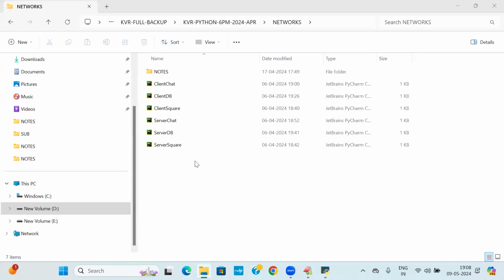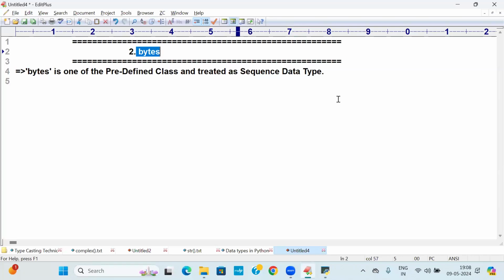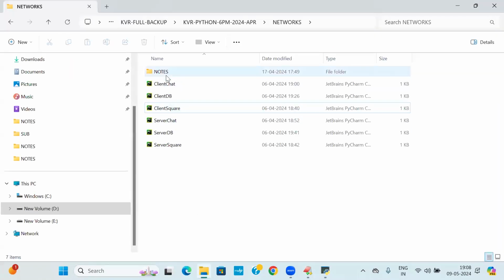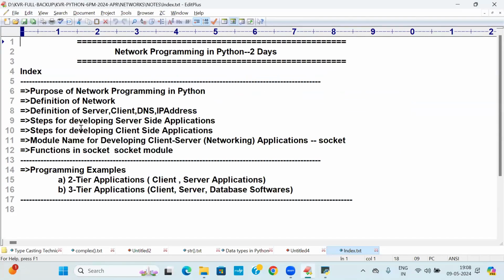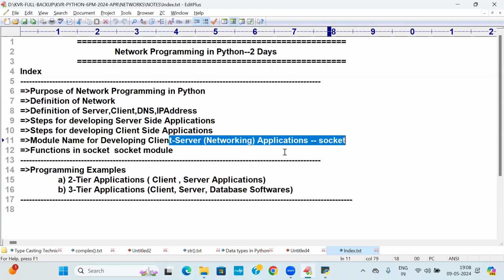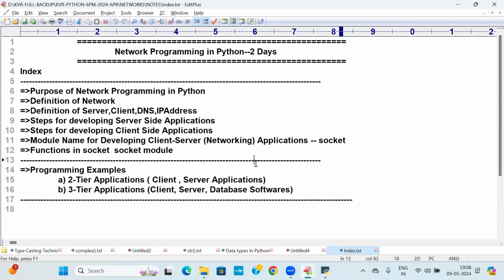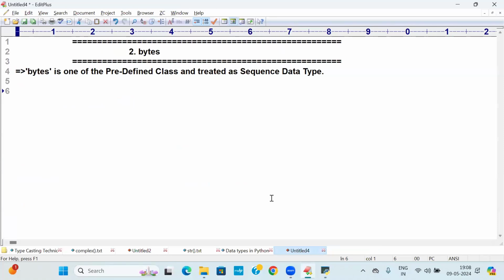Okay students, let me move further. Bytes, let me come to that. Serious now, serious on the topic. Now I'm going to bytes. In network programming, I'm explaining the index topic. The network programming purpose, DNS, IP address, steps for development of it, a two-tier application, a three-tier application, socket programming, total description I'm going to explain. So to discuss that kind of things, I need to tell you today about what?